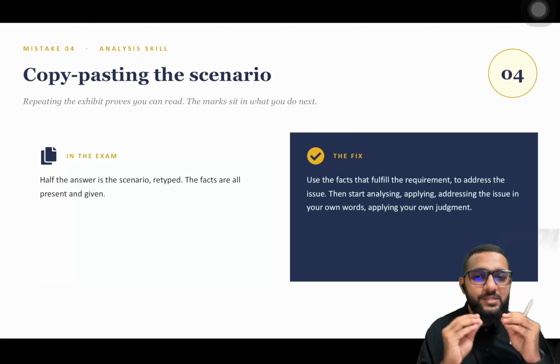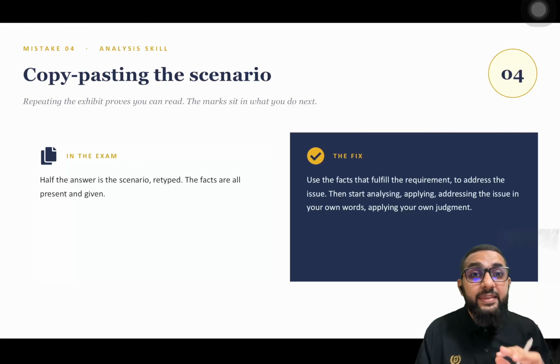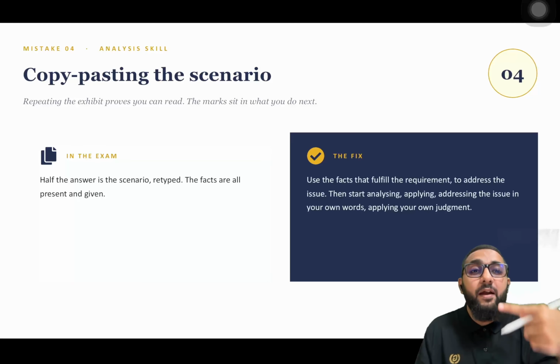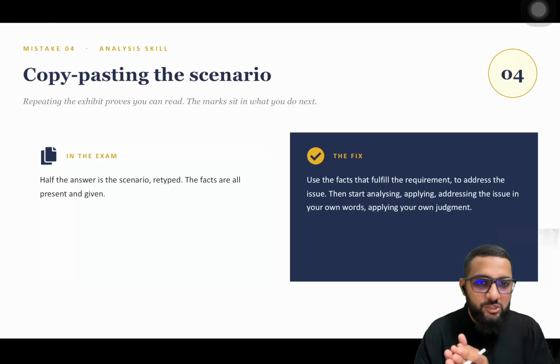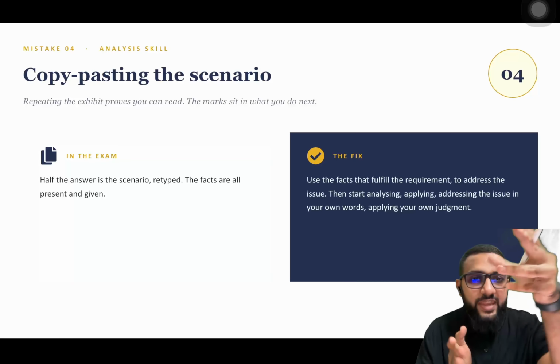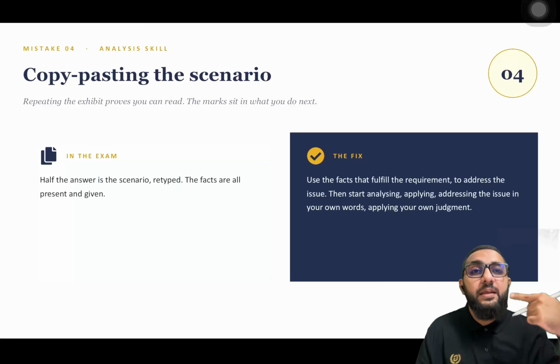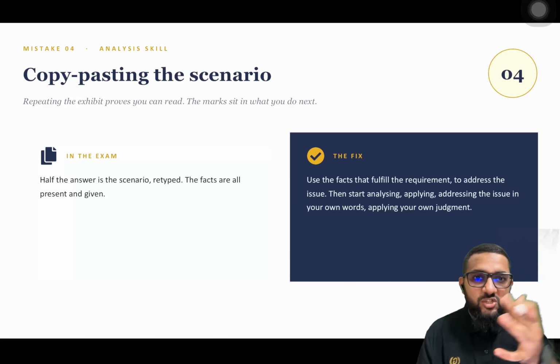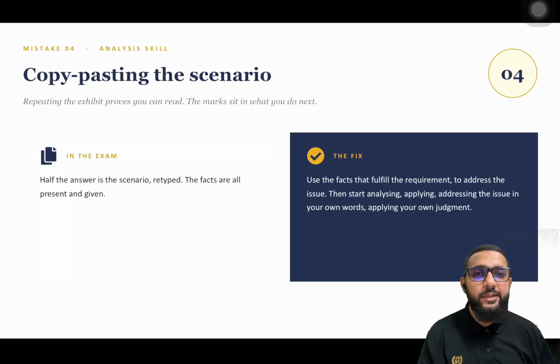Rather, you are supposed to take the points or facts that are required to be applied, meaning use the facts that fulfill the requirement to address the issue. And once you have taken those necessary facts, start analyzing, start applying, start addressing the issue in your own words. Apply your own judgment. That is how you can avoid making the mistake of copying and pasting the scenario itself.